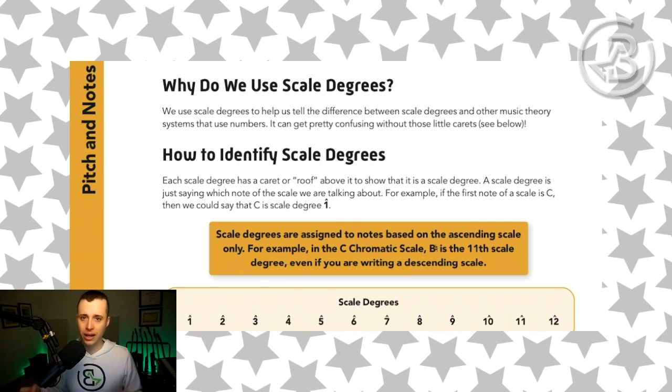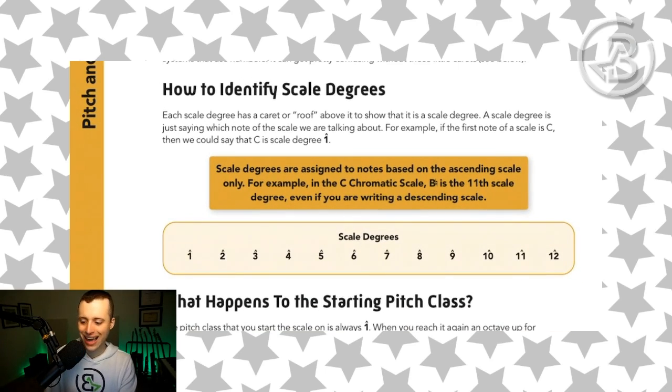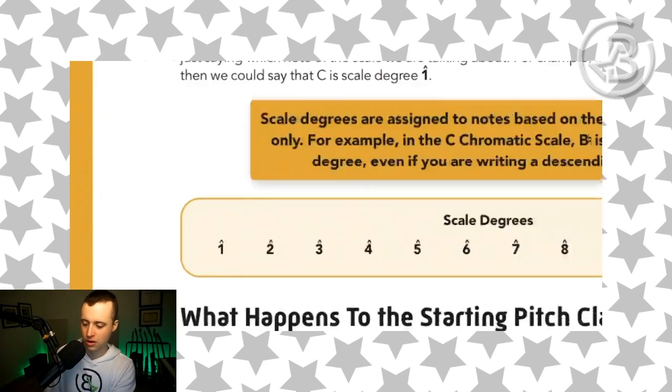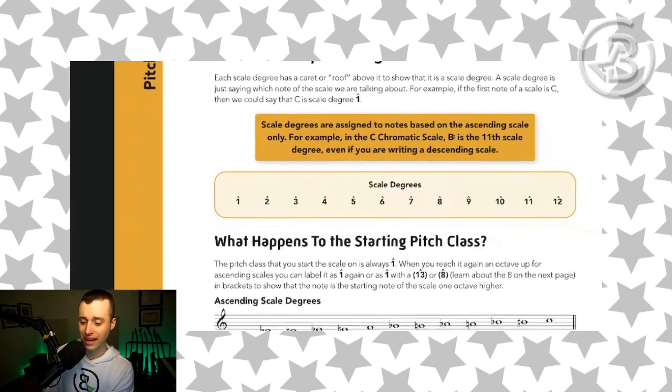So we want to make sure we add one little symbol to the numbers that we use to talk about scale degrees to make sure that we're talking about scale degrees. And that symbol is a caret or a carré, which is like a little roof over each number that shows us specifically that we're talking about a scale degree, not something else that might use the regular numbers we use in everyday life. And this caret or carré looks like that right there. Just that little whoop, whoop. That's it. That's the carré or the caret.